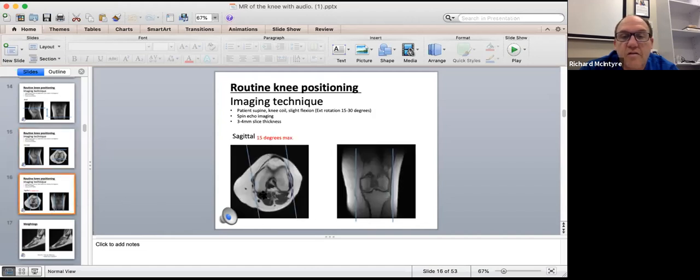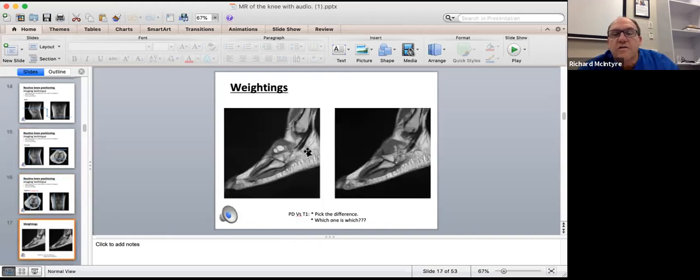Okay, and there's our imaging. So we go along that ACL ligament. Now we'll turn to the weightings and we can see which one's which. A little quiz, and you don't just think about it to yourself. We've got a cyst here, and we've got a proton density or a T1. Which one's which? If anyone wants to say, great, go for it. Otherwise, just think about which one's the proton density and which one's the T1.